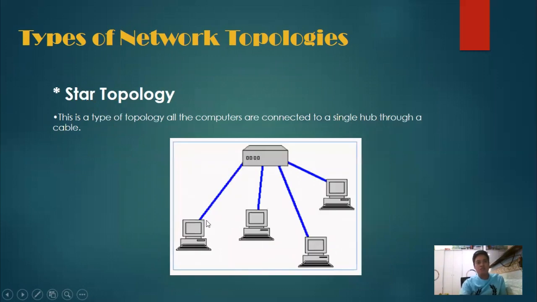So we have star topology. This is a type of topology where all the computers are connected to a single hub through a cable. As you can see, they have only one switch and then they're connecting more computers.